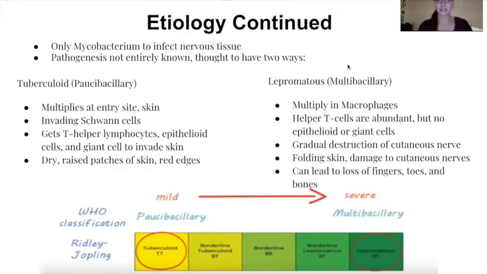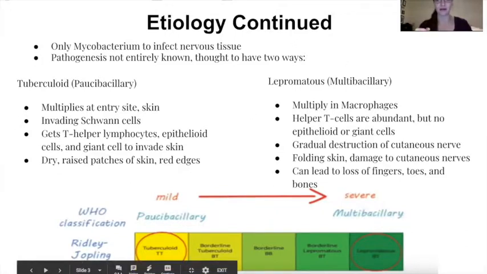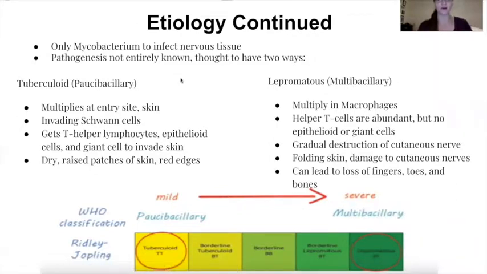The pathogenesis is not entirely known, because of the difficulty in studying it since it can't be grown in the lab, but it is thought to have two forms, tuberculoid, also called paucibacillary, and lepromatous, known as multibacillary. The WHO classifies it as mild to severe, and Ridley-Jopling classifies it in 5 different severities.